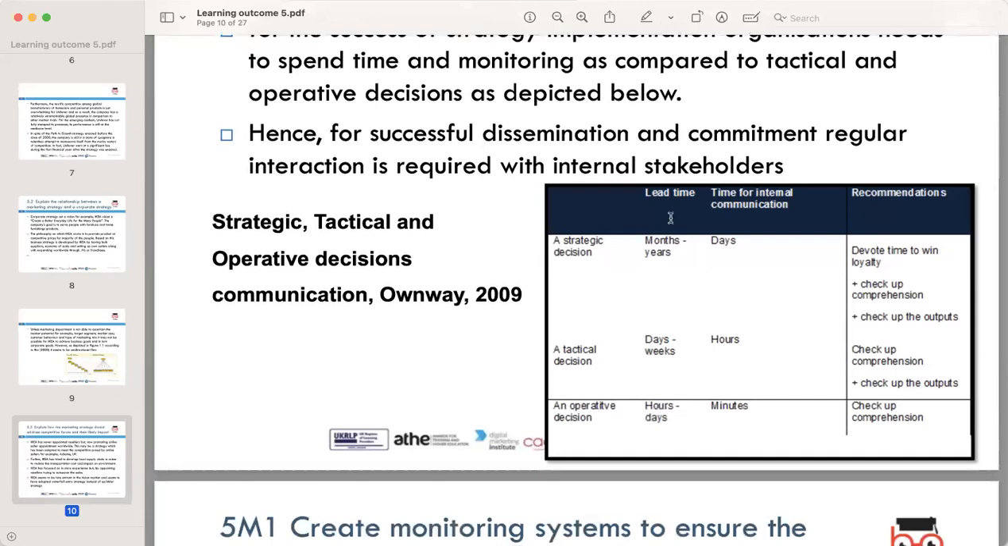So you can see here the lead time to internal communication. Strategic decisions: months, years. Tactical decisions: days, hours. And operative decisions: hours and minutes.